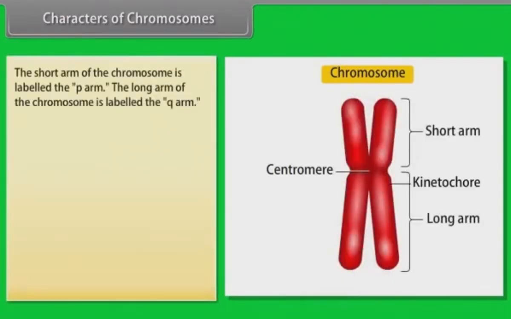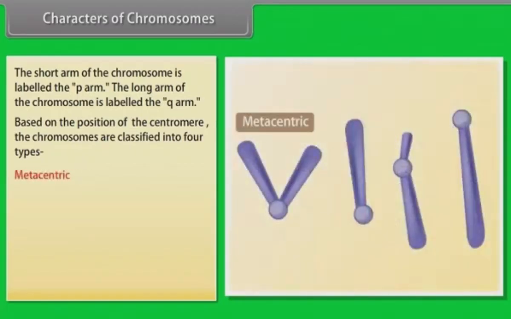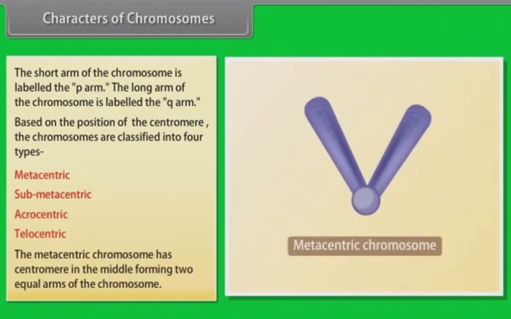The short arm of the chromosome is labeled the P arm. The long arm of the chromosome is labeled the Q arm. Based on the position of the centromere, the chromosomes are classified into 4 types: metacentric, submetacentric, acrocentric, and telocentric. The metacentric chromosome has centromere in the middle, forming 2 equal arms of the chromosome.